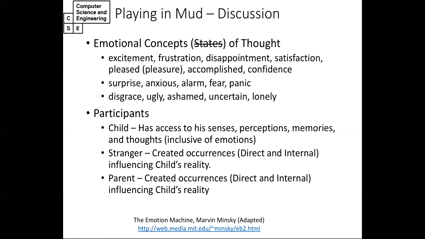So who are the participants? The child. The child has access to the child's senses, perceptions, memories, and thoughts. The stranger creates the occurrences directly in the terminal, which reflects the child's reality. And the parent creates the occurrences right from the terminal that influence the child. So directly, as a channel, from the slides you have a lot of that. You said there were six types of occurrences. Three of them could influence things that you can see either immediately about you or inside you. And we told you about it last time.